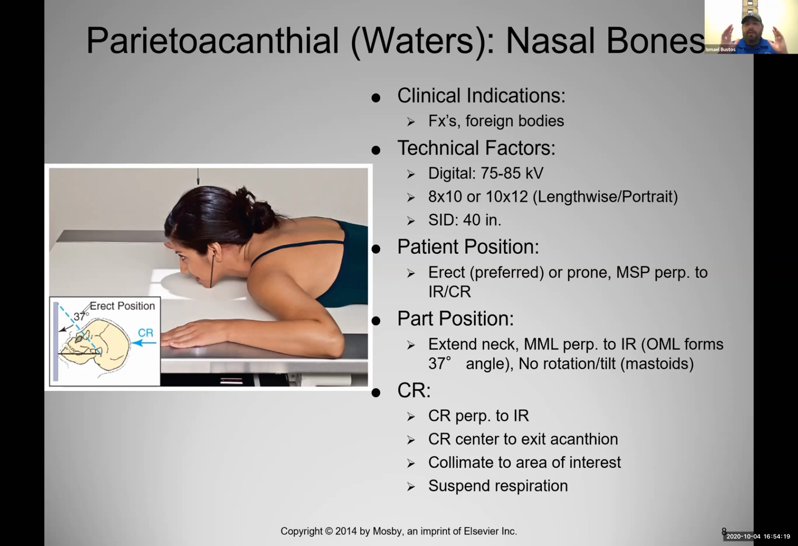Once you've done all that, you're correctly positioned: chin on the image receptor, MML perpendicular, 37-degree angle between the OML and the table. We're going to center the CR to exit at the acanthion. Remember, the acanthion is right here in front, right below the nose. So if I was to draw this down, this should be exiting at the acanthion. They're a little off, but it should be exiting at the acanthion.